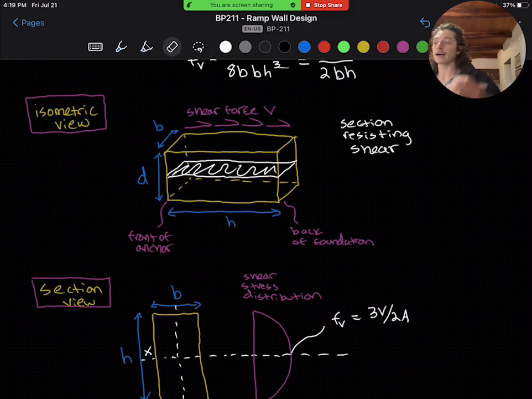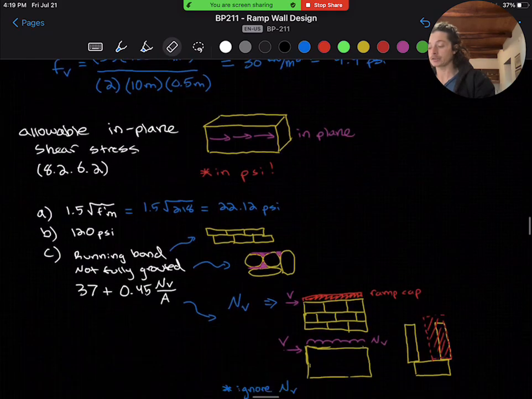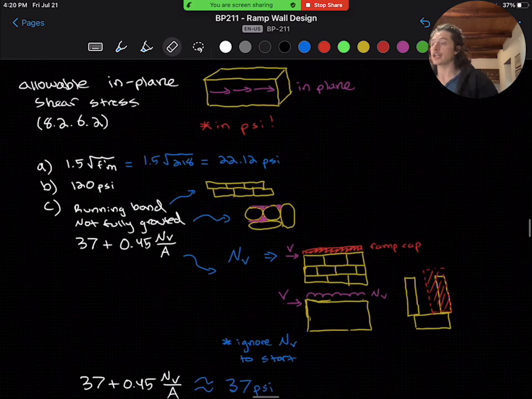Now, to find our allowable in-plane shear stress, so what we can take as far as shear goes, we'll turn to 8.2.6.2 in the code. And shear stress in psi must remain under the following conditions. Condition A is 1.5 square root of f'm. Condition B is just 120 psi.